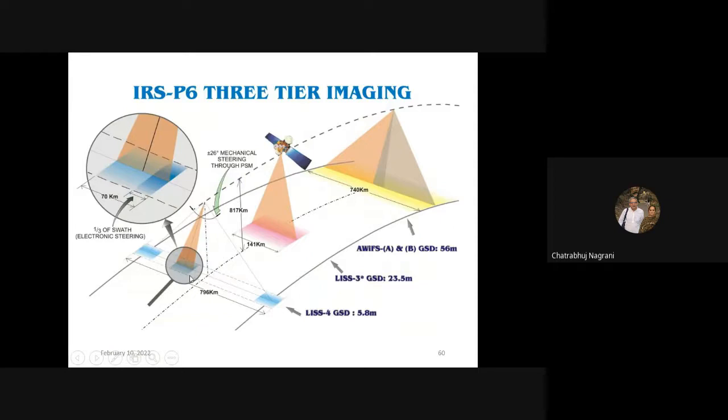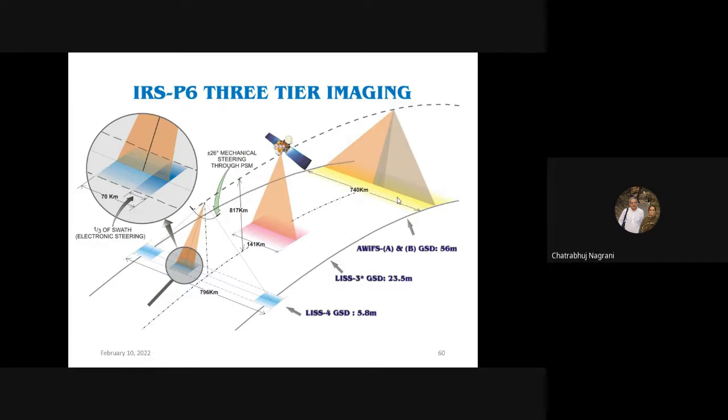I am seeing a very small area, but with much higher resolution. Then I am seeing a very small strip with higher resolution, but I can see that strip anywhere. While here I am seeing 141 kilometer with a slightly poorer resolution, that is 23.5 meter. Earlier, this one is 5.8 meter resolution. This is 23.5 meter resolution, and this is 740 kilometer area. So earlier it was slightly different inside 1-3D, but otherwise it is similar.